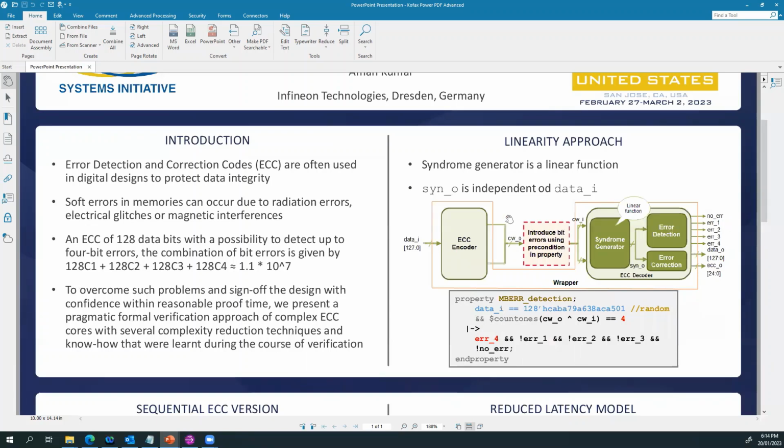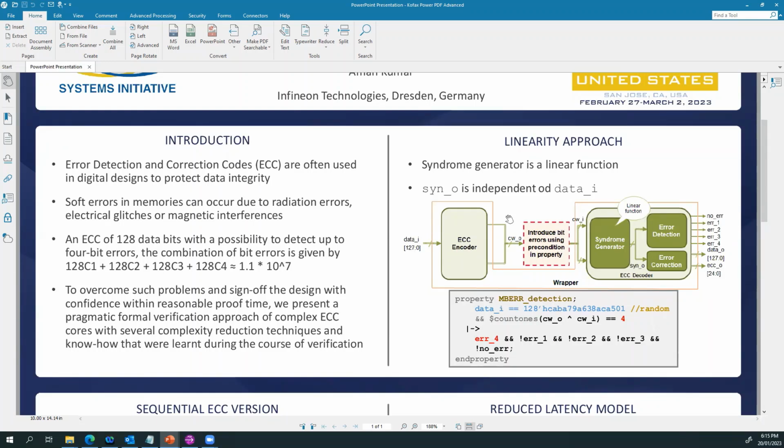On the encoder side, the data input is encoded with some redundant bits called additional ECC bits. And the resulting code word is then, for example, written into the memory. From the memory, the code word goes into the ECC decoder, where the job of the ECC decoder is to check whether the data is correct and if there are no bit flips. If there are bit flips, then the job of the ECC decoder is to set the error flags, as well as correct the data if it's within the correctable range.